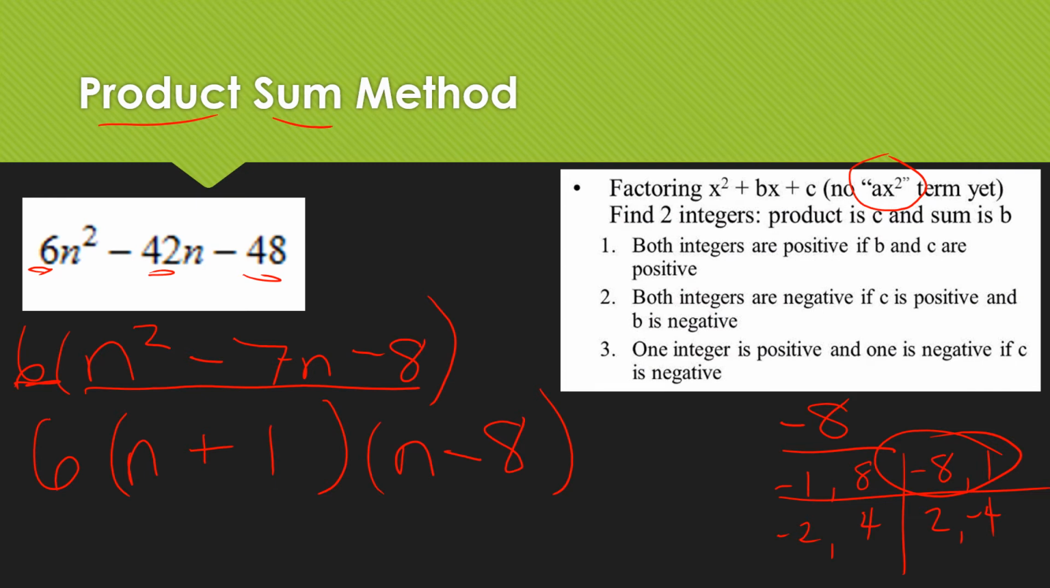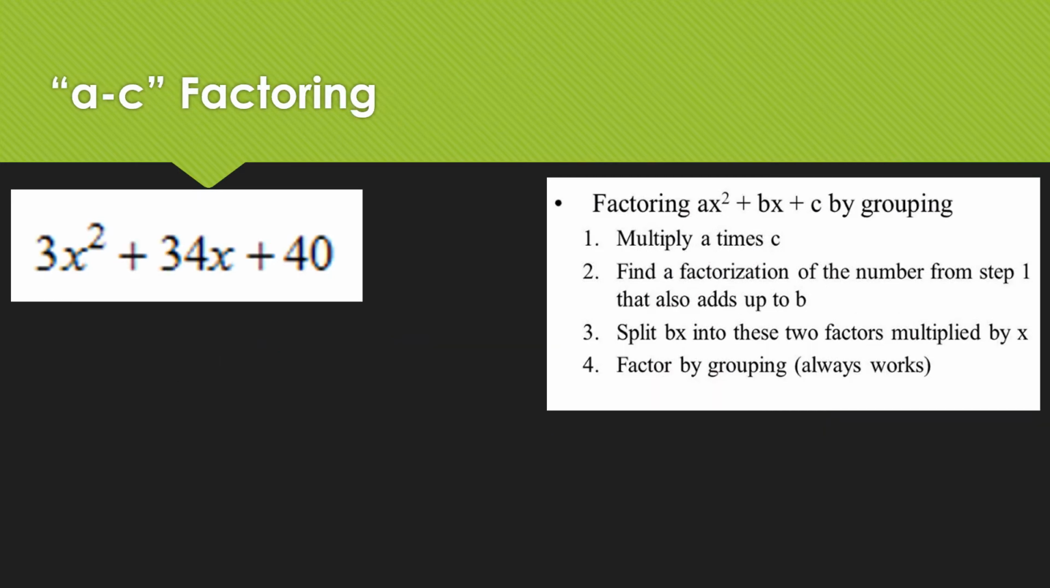Again, you guys probably got pretty good at this last year because this is one that has a decent pattern. The last one is AC factoring. Now this one is the more challenging one, but again, once you understand the procedure, you can definitely do it. The reason that we have to do this one is because you don't have a greatest common factor. So 3, 34, and 40 do not all have a greatest common factor. And that 3 in front of the x makes it so that we can't use the product sum method. So we use what's called AC.